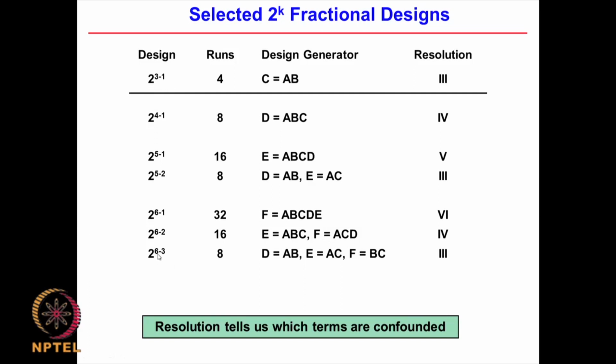But instead of doing 64 experiments, if I am doing 8 experiments, 1/8, 2 raised to the power 6 minus 3, then I end up with D equal to AB, E equal to AC, F equal to BC, that is a resolution 3 design. So design generator here is I equal to ABD equal to ACE equal to BCF. This is a resolution 3 design because we have these types of interactions. The main effects are confounded or aliased with 2 factor interactions, okay. That is a resolution. Do you understand how it looks like for 2 level designs, okay.